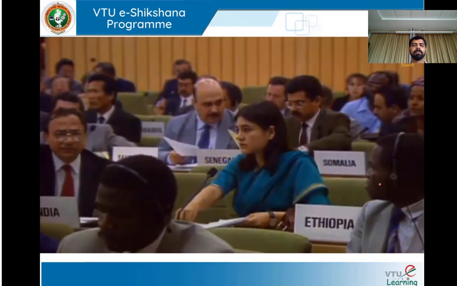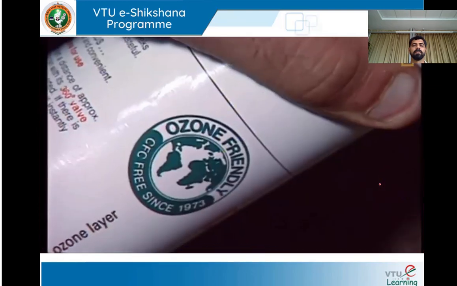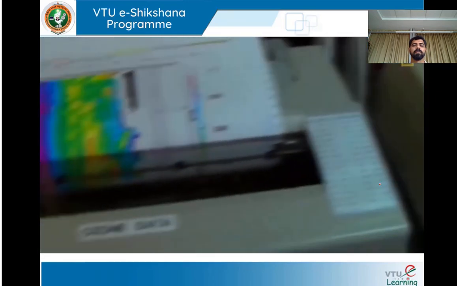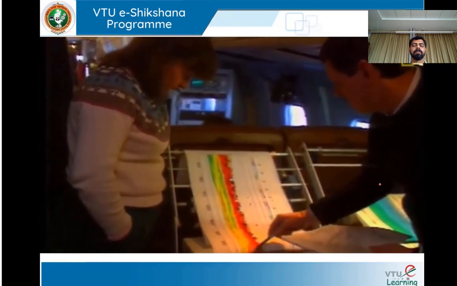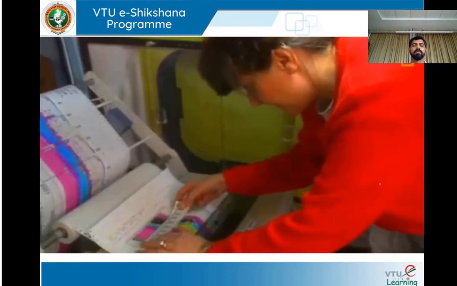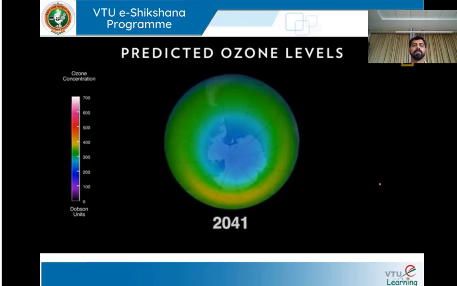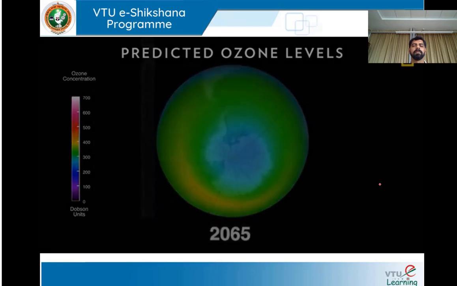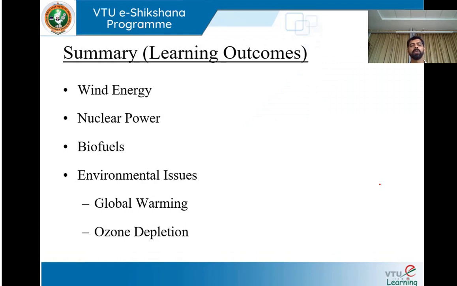In 1989, the Montreal Protocol banned the production of ozone-depleting substances. Since then, the amount of chlorine and other ozone-depleting elements in the atmosphere has been falling. Scientists estimate that chlorine levels will return to their natural state in about 50 years. By then, the Antarctic ozone hole will shrink to smaller than 8 million square miles. So those are the two environmental issues which we are worried about.